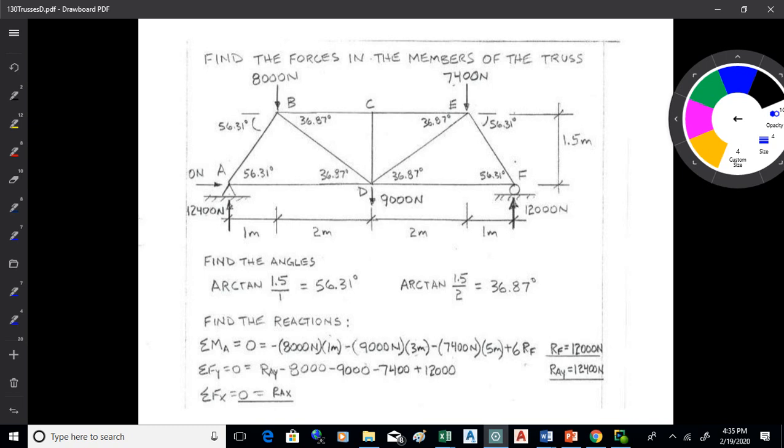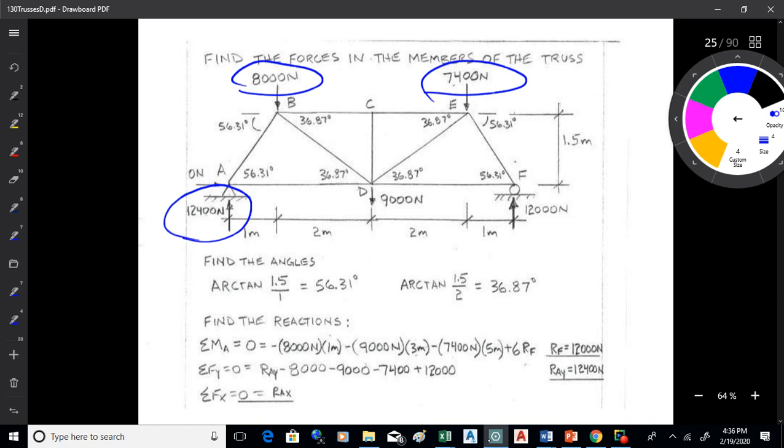All right, now I've got the loads applied. I've got these forces applied, 8,000 and 7,400. I've got reactions at A and F.